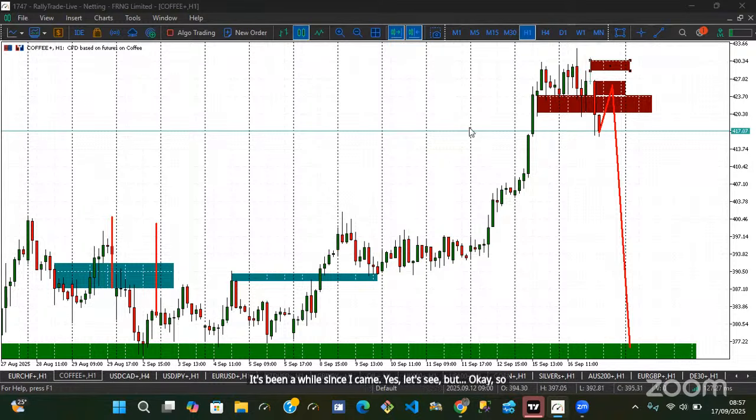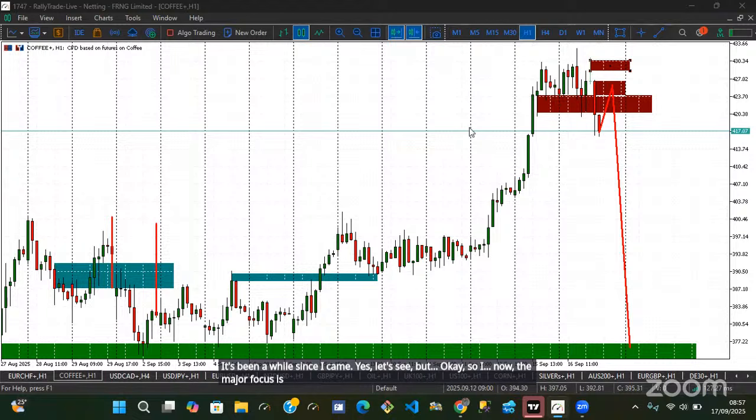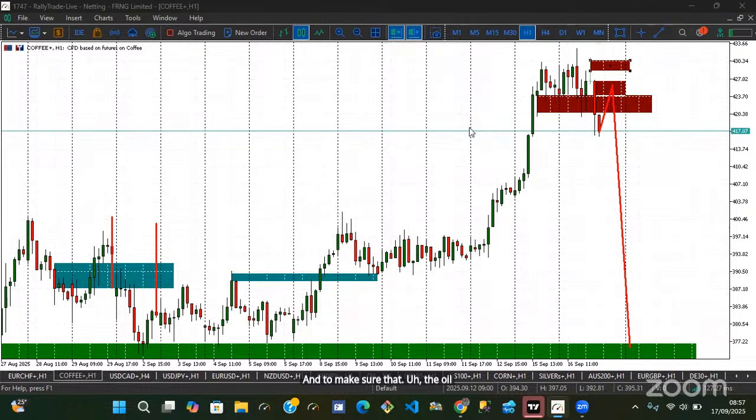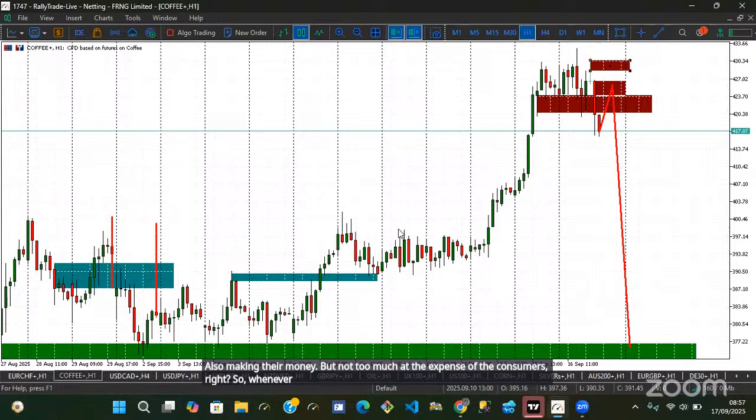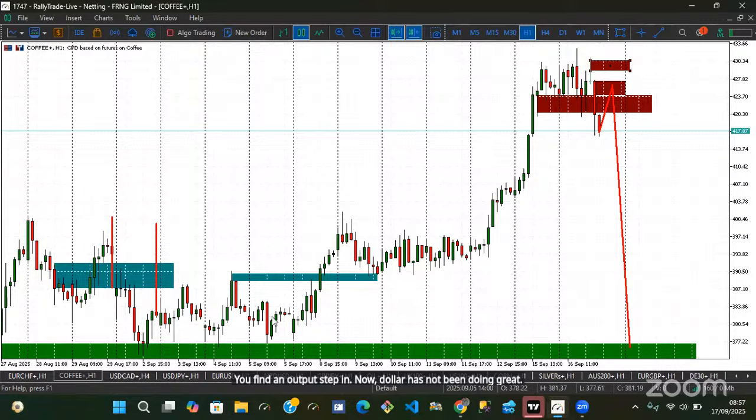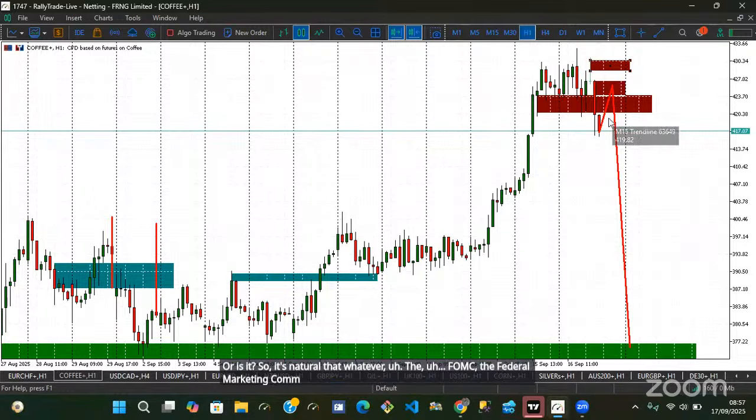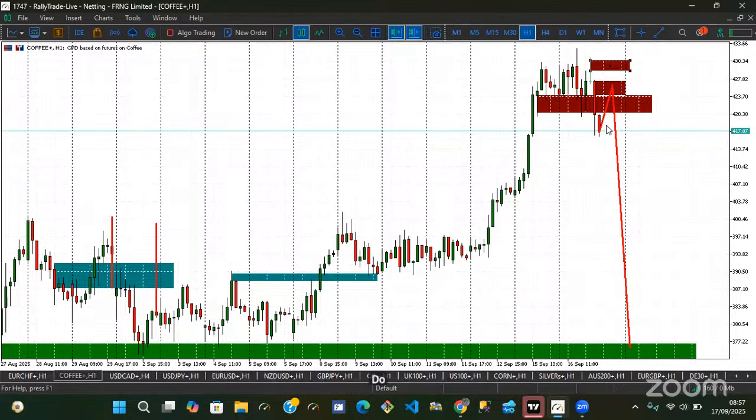So now the major focus is basically to strengthen the dollar. What is OPEC's job? OPEC's job is to regulate and to make sure that the oil producing nations are also making their money, but not too much at the expense of the consumers, right? So whenever oil prices are falling, you find that OPEC will step in. Now, the dollar has not been doing great of recent. So it's natural that whatever the FOMC, the Federal Open Market Committee, will do is to do everything possible to make sure that the dollar gets strengthened.